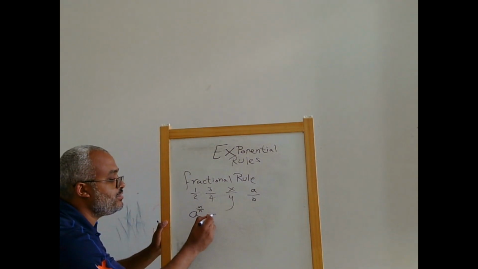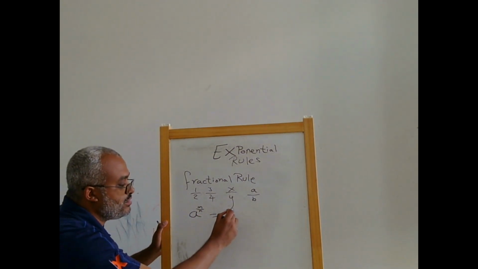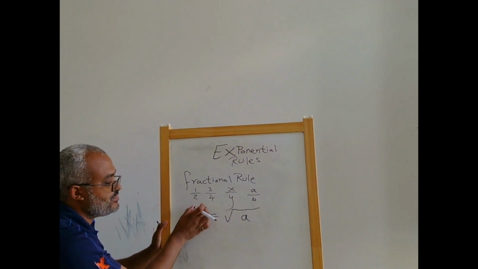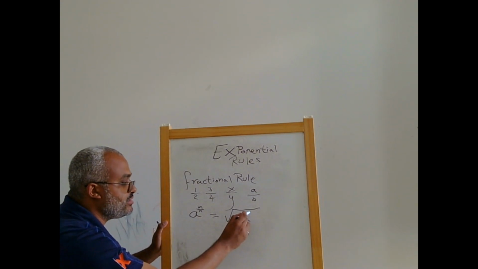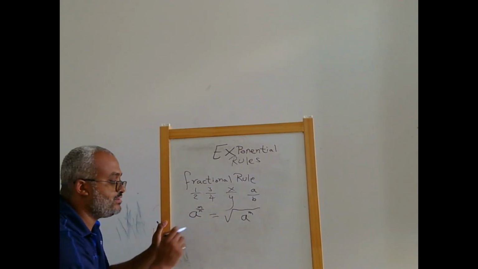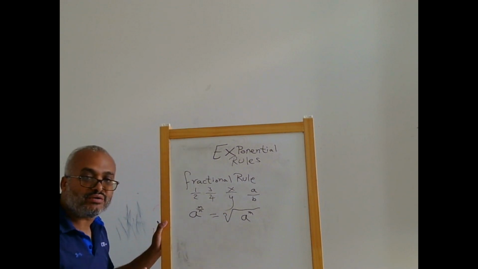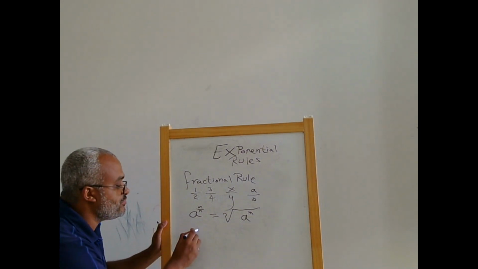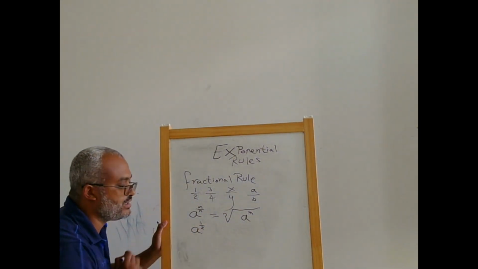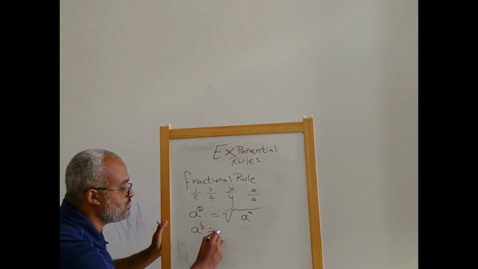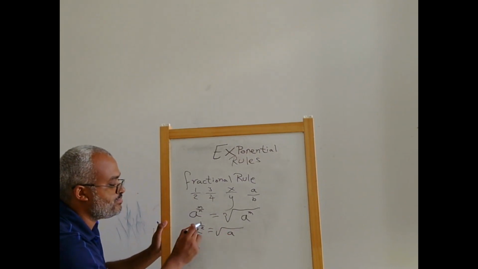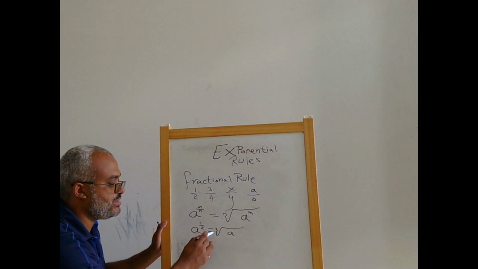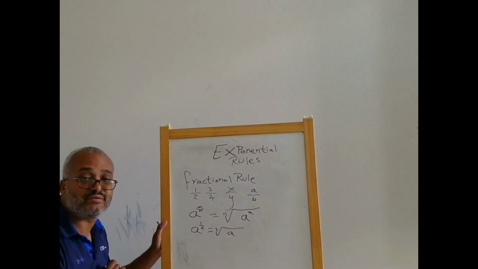So A is your base. What's the first letter at the top? It's M. So we're going to put M here. What do you have here? N. So N will be here. So N can be square root, cube root, and so on. So for example, if I have 1 over 2, A to the power of 1 over 2, we don't write the 1. The 2 means the square root of A.